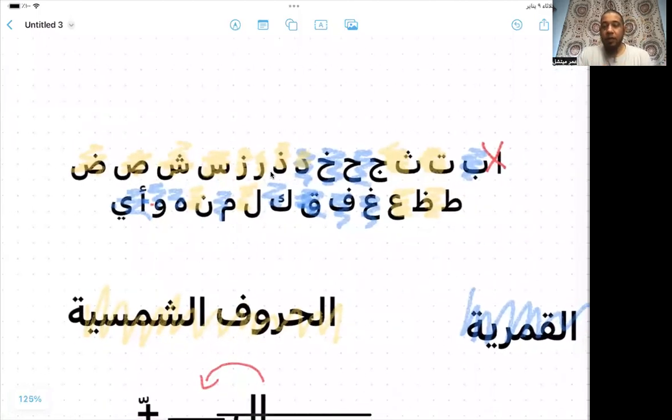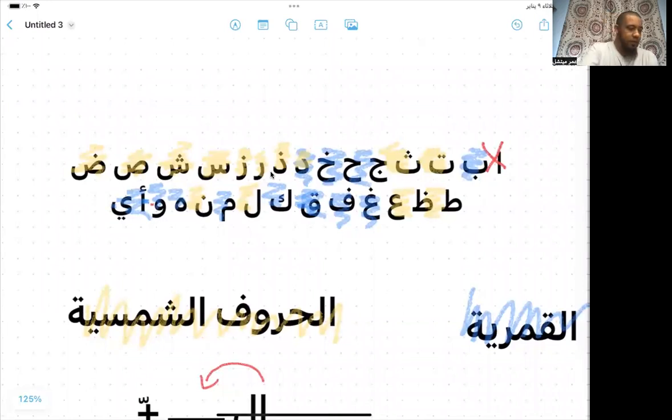The Arabic language has a total of 29 letters, but some scholars say 28, so let's go with 28. 14 of those letters, if you take the alif out, are Shamsiyya, which I put in yellow, and 14 of them are Qamariyya, which I put in blue, okay?